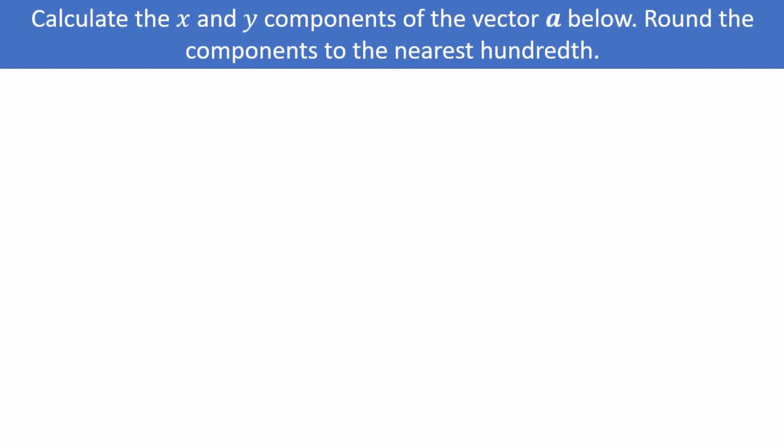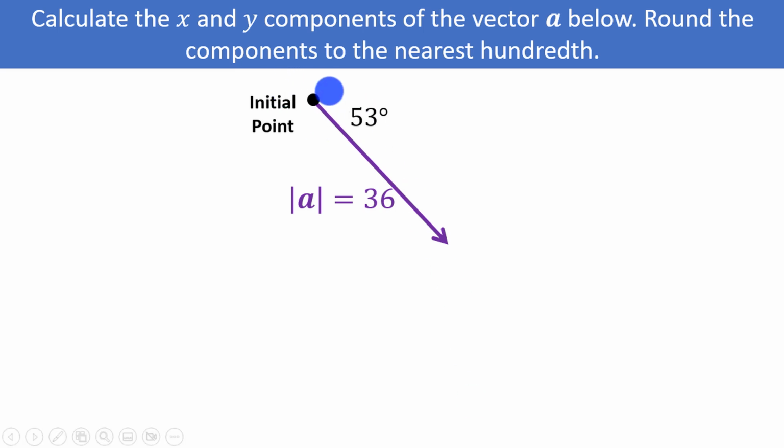Okay, let's try one final problem. We are asked to calculate the x and y components of the vector a below. Round the components to the nearest hundredth. Here we have a vector that has an initial point right here, and then goes down to the right to have a terminal point right over here. The magnitude of this vector is 36 units, and the direction is 53 degrees down from the positive x-axis.